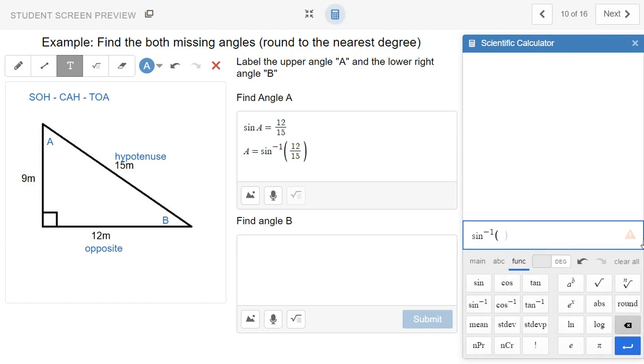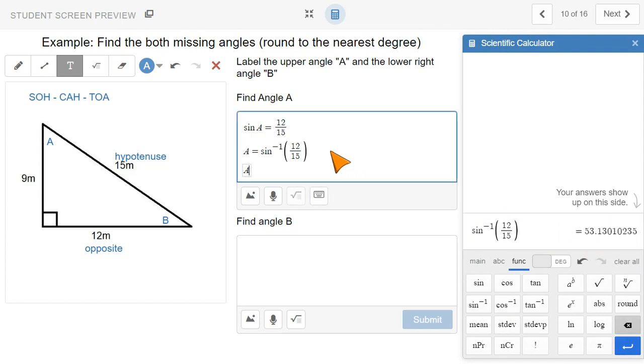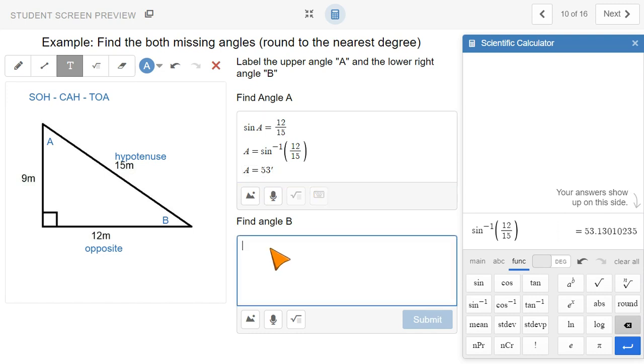Let's throw that into the calculator. 12 over 15, and we have 53 degrees. Now, if I decided to use cosine instead, cosine is equal to 9 over 15, I should get exactly the same answer. It's just that I'm using two different sides. The ratios are always going to give us the same thing.